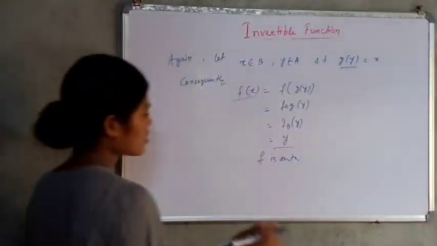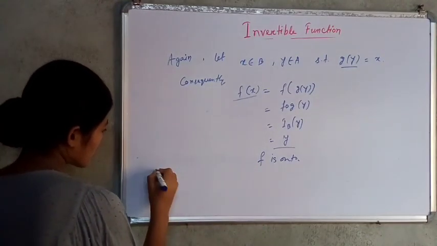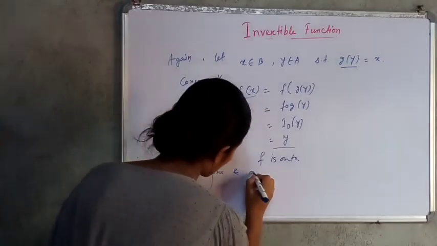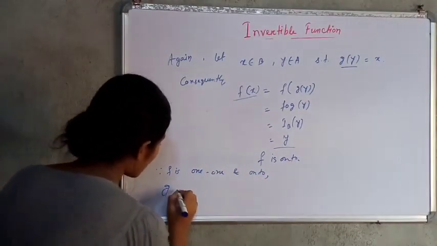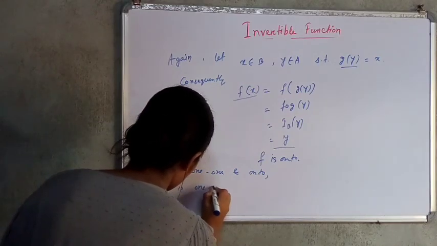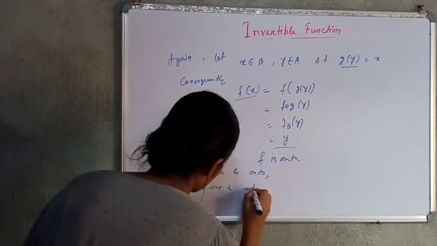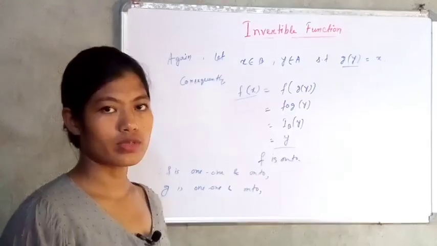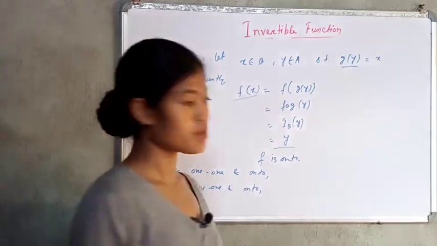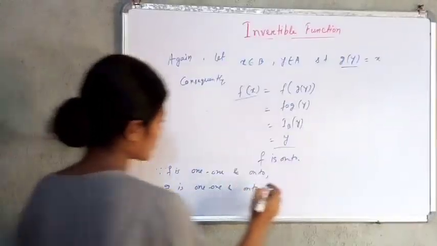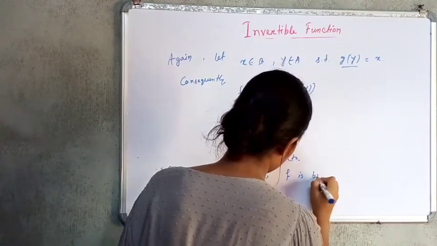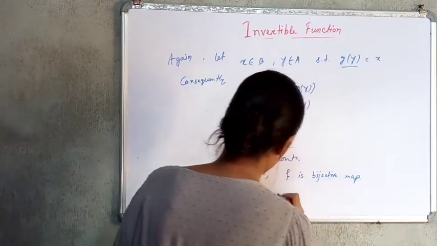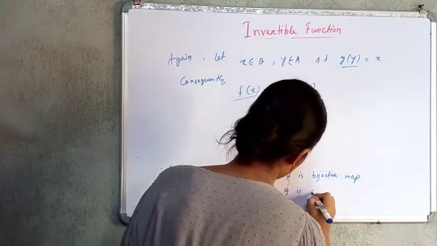So what we have got, since f is 1-1 and onto, and g is 1-1 and onto. We know that whenever a function is both 1-1 and onto, then only we can say that this function is bijective. So here f is a bijective map, and g also is a bijective map.